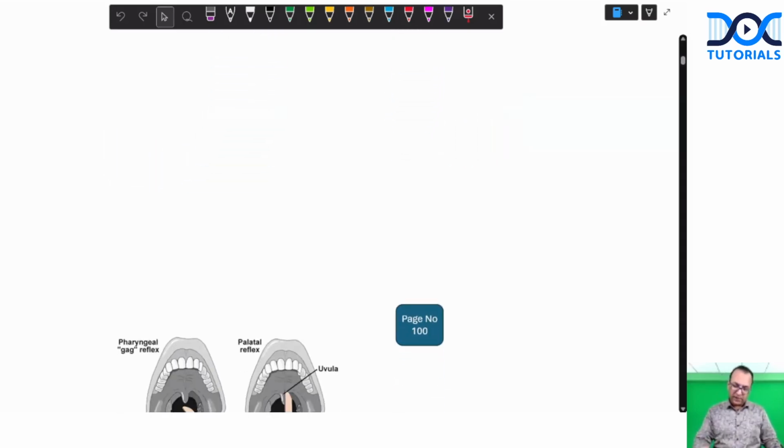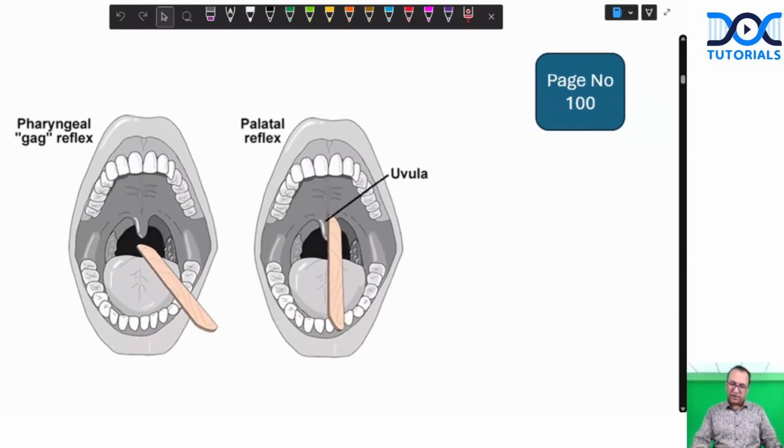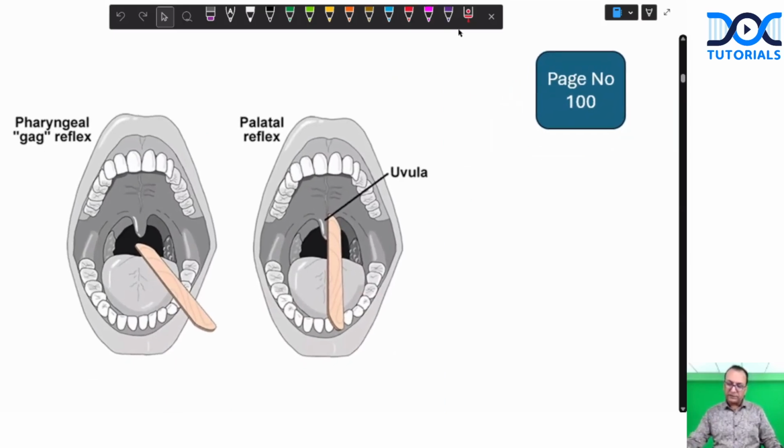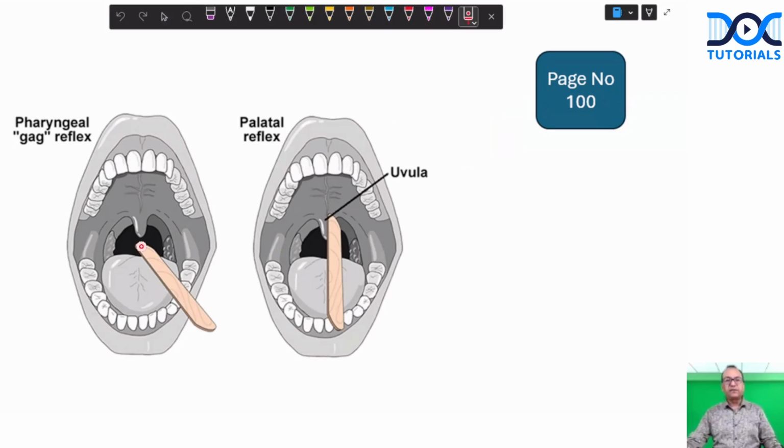What you can do is look at page number 100, and you see what we are doing is we are trying to touch the posterior pharynx wall to elicit the gag reflex, which is the pharyngeal gag reflex. You could also elicit the gag reflex in a palatal way. You can touch the palate, where you can see the uvula, soft palate. You could touch the palatine tonsil also. You could touch the posterior one third of the tongue also, which is the oropharyngeal isthmus. Isthmus means junction of the oral cavity and the oropharynx.